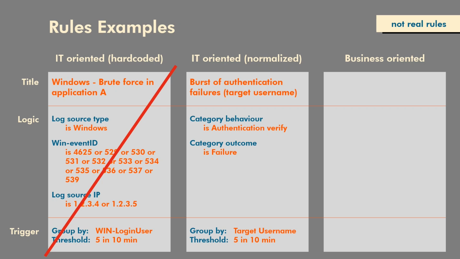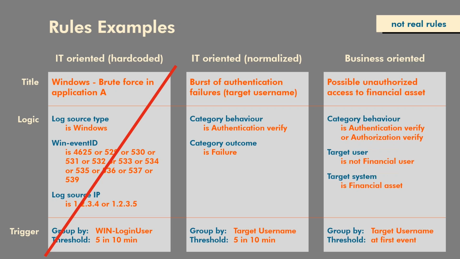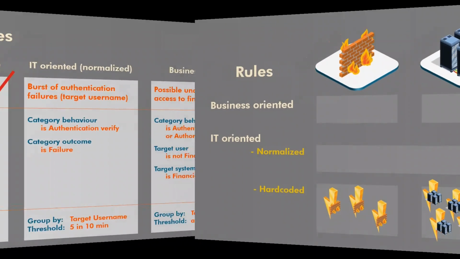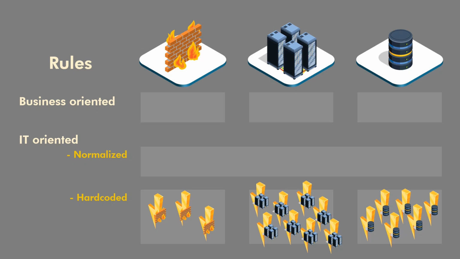For business-oriented content, this normalization methodology is extended even further. In this case, we consider the nature of both user and system to assess if we are facing a possible unauthorized access to financial assets. Again, all of this comes after the objectives are defined. One efficient SIEM would look the opposite of this.